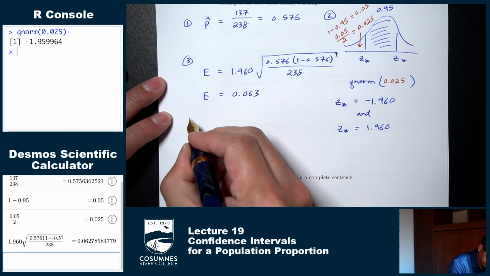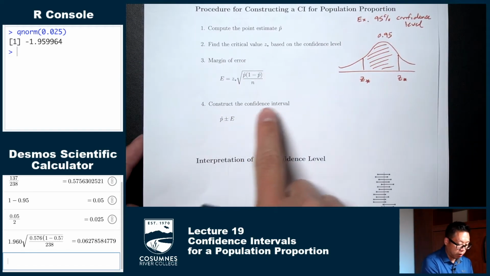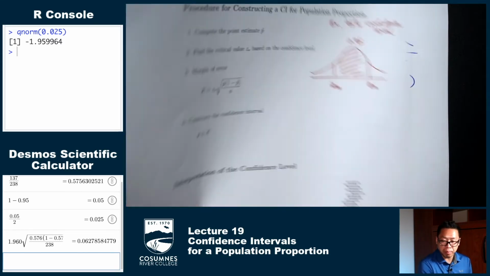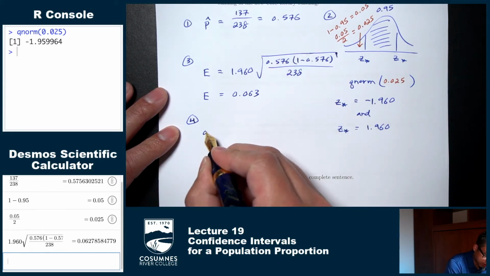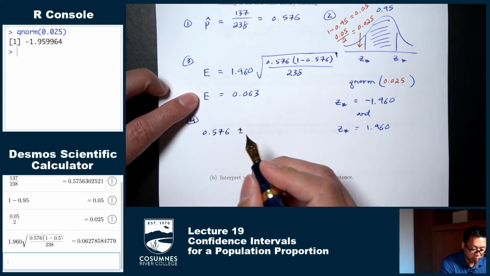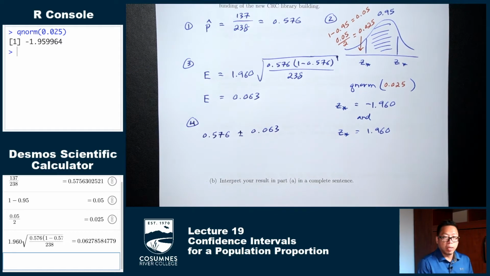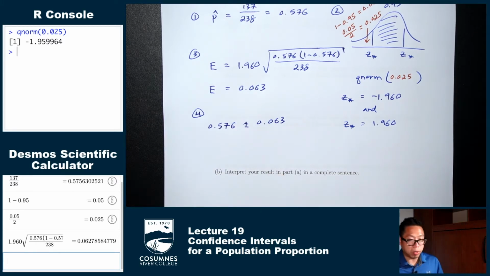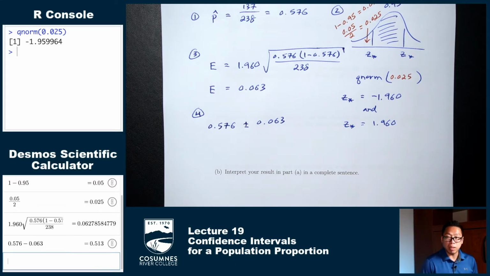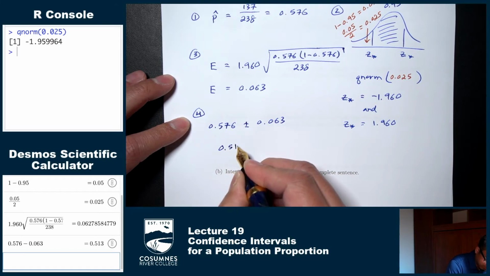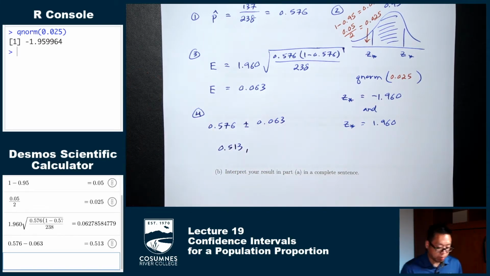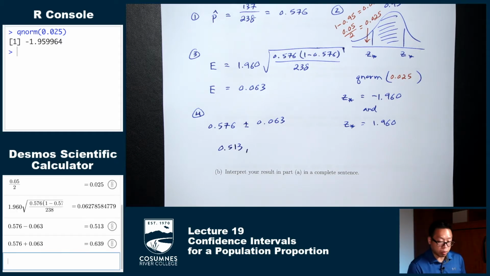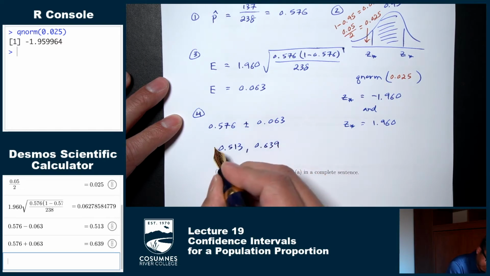Okay, step 4. Step 4 is to construct the confidence interval by doing p hat plus or minus the margin of error, E. P hat is from step 1, 0.576, plus or minus the margin of error, E, from step 3, 0.063. And then to get my final interval, I'm going to subtract and add. So to get my low number, 0.576 minus 0.063. Okay, that gets me my low number, 0.513. And to get my upper number, add 0.576 plus 0.063, 0.639. Okay, and that's my final answer that I want.